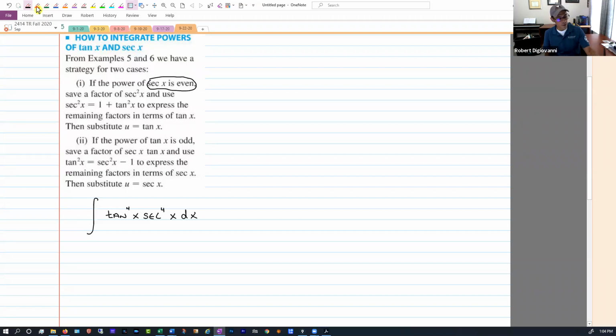What we're going to do is save a factor of secant squared. That means we're going to peel off a secant squared, peel it off to the side, just like we did when we were doing sine and cosine.